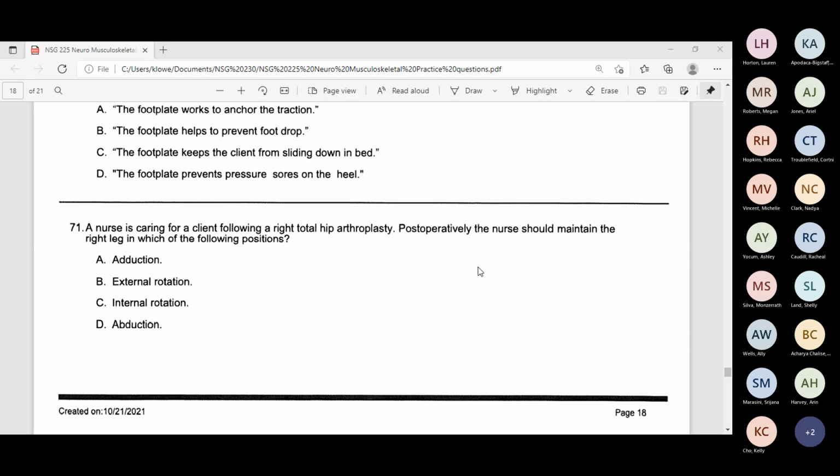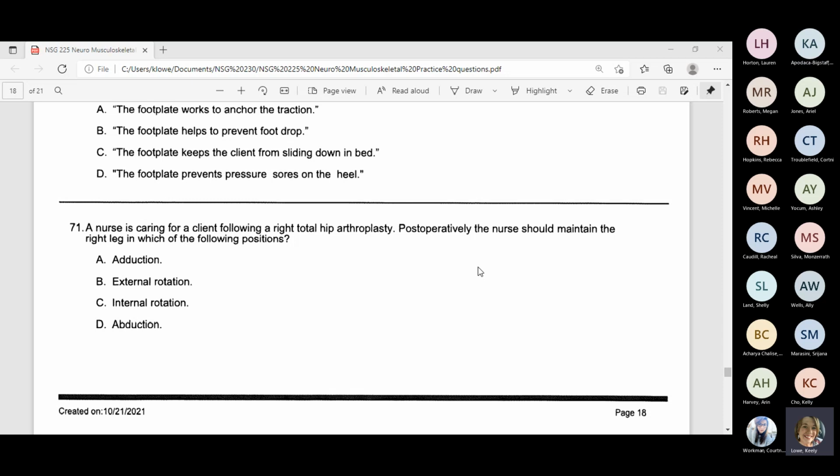Nurse is caring for a client following a right total hip arthroplasty. Postoperatively, the nurse should maintain the right leg in which of the following positions? So they had a total hip done. A. It's actually D. Wouldn't it be D? Yeah, it's abduction. So that pillow that they put in there is that triangle shape.